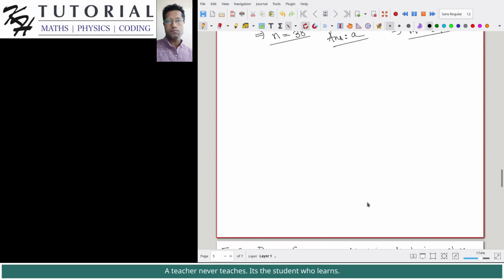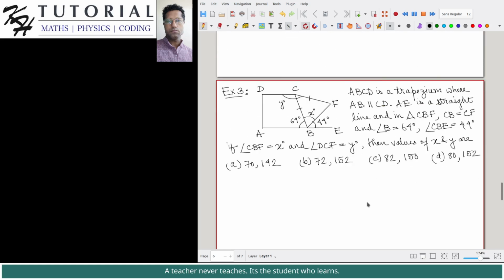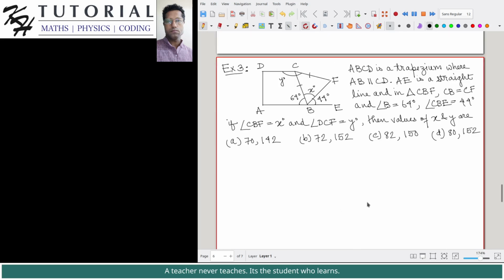Okay, let's see the next problem. I think this is the last problem. Problem 3. ABCD is a trapezium where AB is parallel to CD. So it is given that AB is parallel to DC. AE is a straight line. So ABE are collinear, or the side AB has been extended to E.